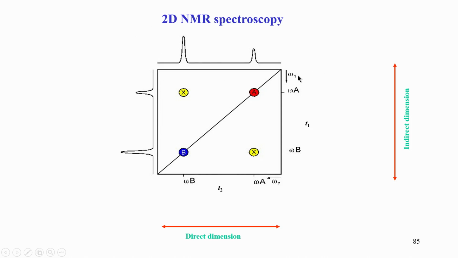So, this is like a square. Why is it a square? Because you have the same frequencies here, the same scale and the same frequency and scale here. Now these two peaks are the cross peaks. They are the useful ones because they give us the information that A and B spins are correlated.